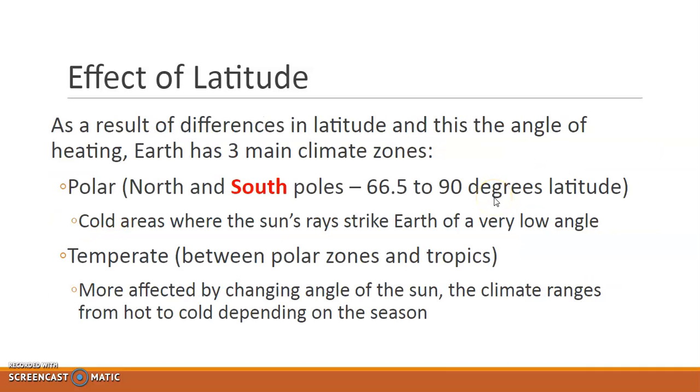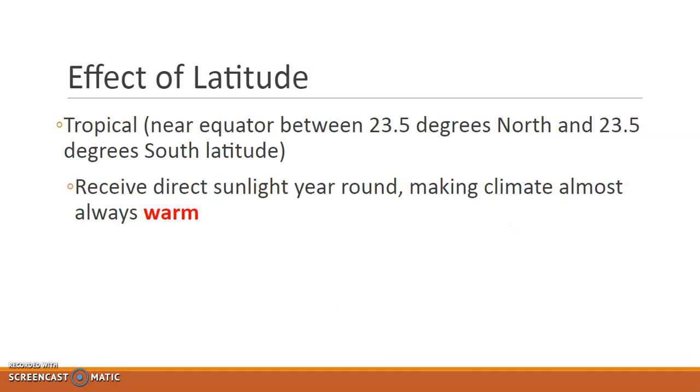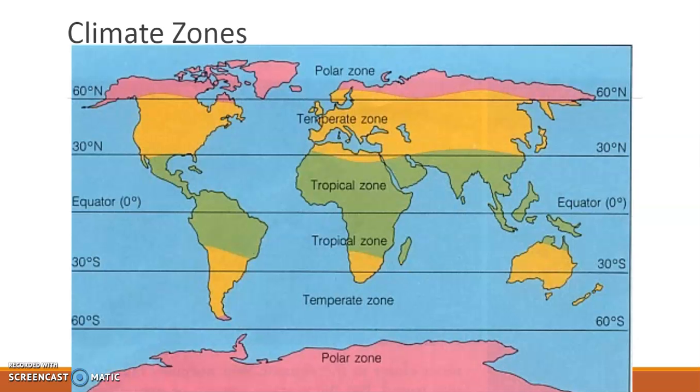As a result of the differences in latitude and the angle of heating, Earth has three main zones. There's the polar, which is the north and south poles, the temperate area, which is between the polar zones and the tropics, where we are more affected by the angle of the sun. Climate ranges from hot to cold depending on the season, so like here. And then tropical is really near the equator, where it's pretty much the same climate all year round, almost always warm, direct sunlight, totally.